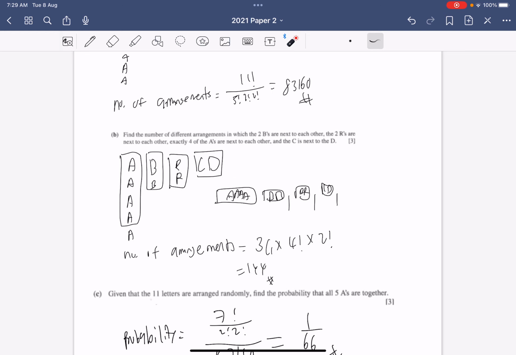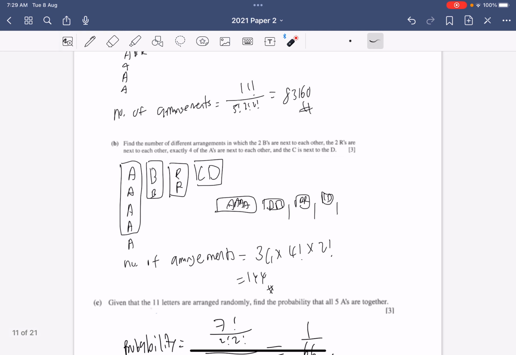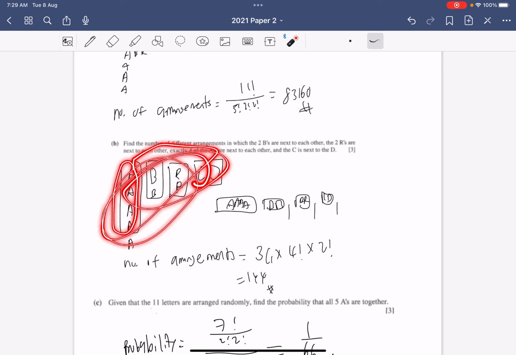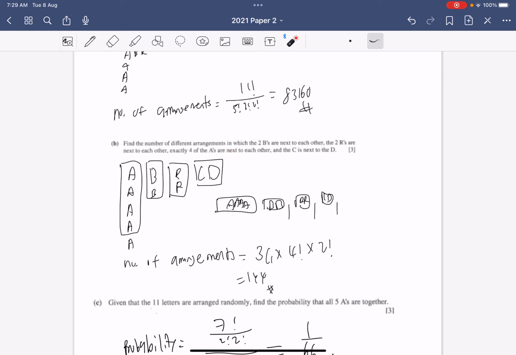So the trick in doing this is you are able to clearly group the terms together and arrange this grouping first before slotting in the A, because A cannot be next to something else, so you need to choose wisely where you want to slot it in. So you arrange the rest first, then you slot it in.